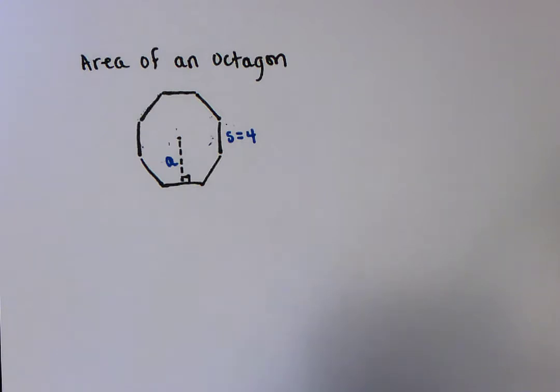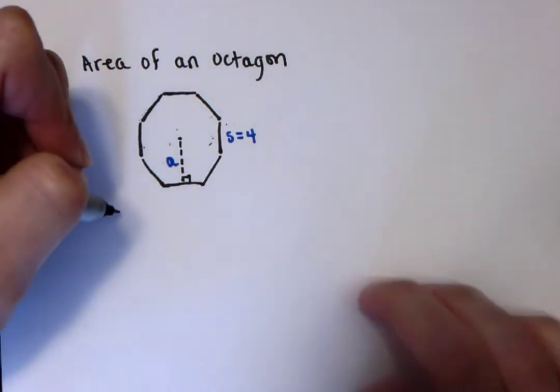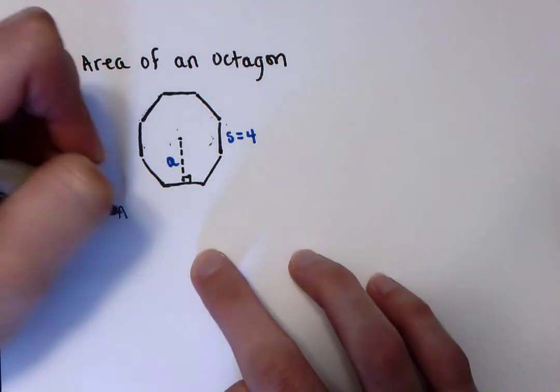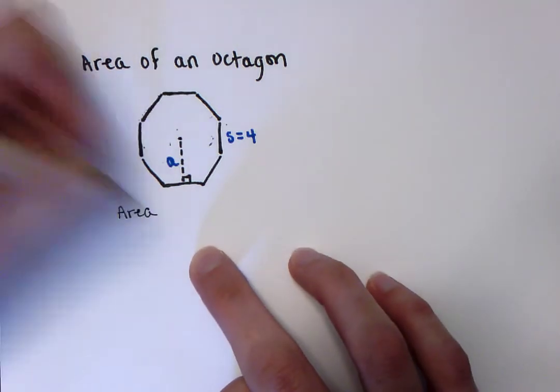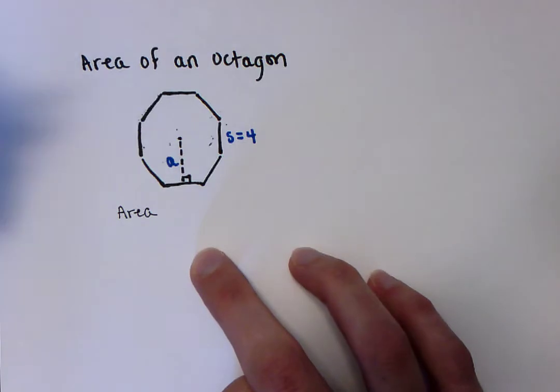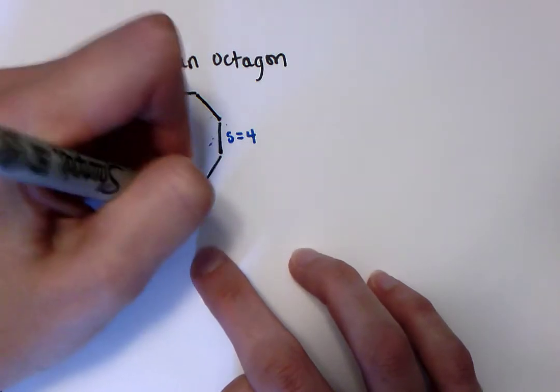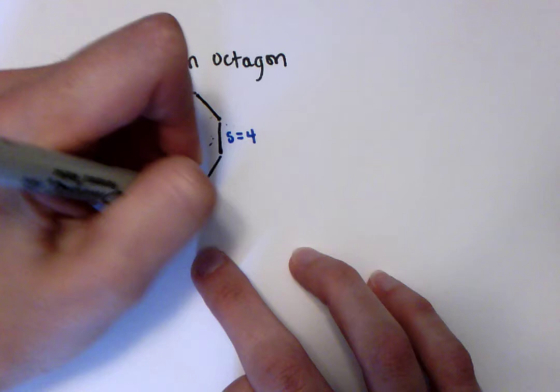So what we're going to do is use the formula that we have on our chart and try to find the area of this octagon. On your formula sheet, we have the area of the octagon equal to 1/2 the apothem times the perimeter.